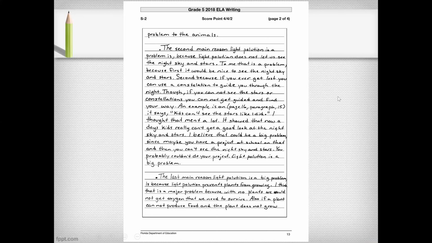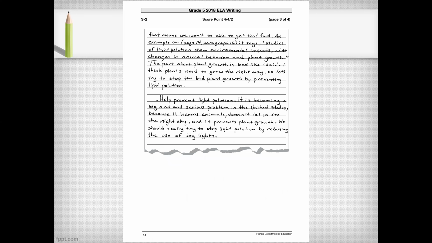The last main reason light pollution is a big problem is because light pollution prevents plants from growing. I think that is a major problem because with no plants, we would not get oxygen that we need to survive. Also, if a plant cannot produce food, the plant does not grow. That means we won't be able to get that food. An example on page 14, paragraph 16, it says studies of light pollution show environmental impacts with changes in animal behavior and plant growth. The part about plant growth is bad, like I said. I think plants need to grow right away, so let's try to stop the bad plant growth by preventing light pollution. Help prevent light pollution. It is becoming a big and serious problem in the United States because it harms animals, doesn't let us see the night sky, and it prevents plant growth. We should really try to stop light pollution by reducing the use of big lights.